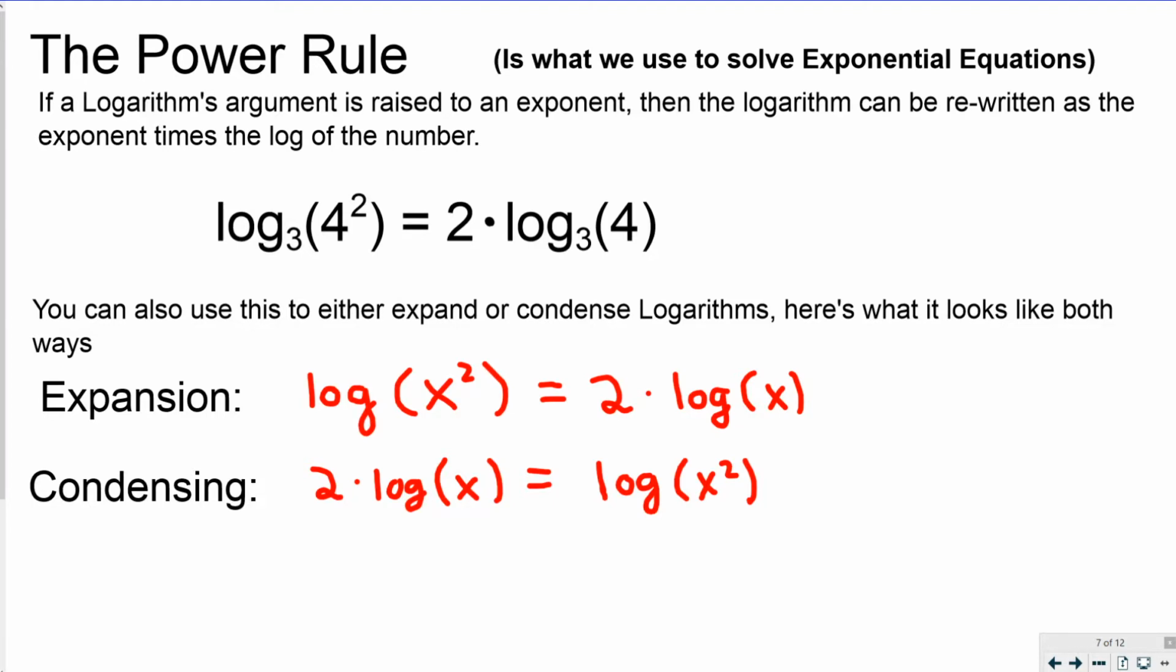If a logarithm's argument is raised to an exponent, then the logarithm can be rewritten as the exponent times the log of the number. So the log base 3 of 4 squared, 4 squared being the argument because it's what's inside the parentheses, is equal to 2 times the log base 3 of 4. So you can see that I used it in both ways. In the expansion version, you would write a coefficient times a logarithm, and condensing would be to take the coefficient and put it back inside the argument.